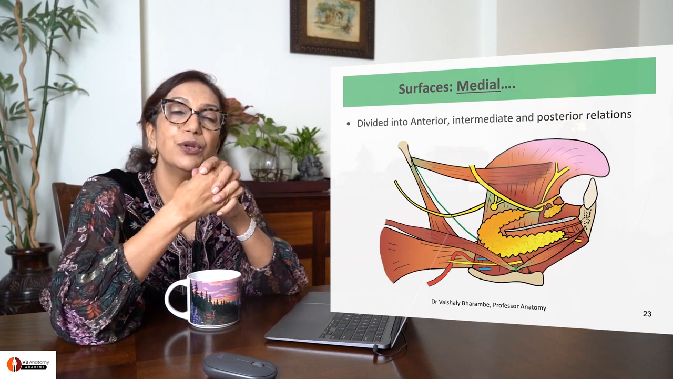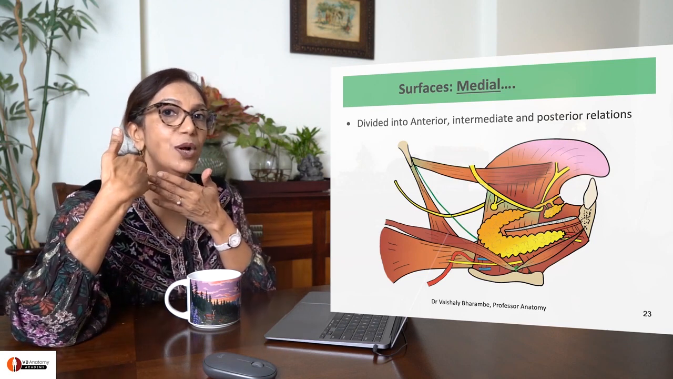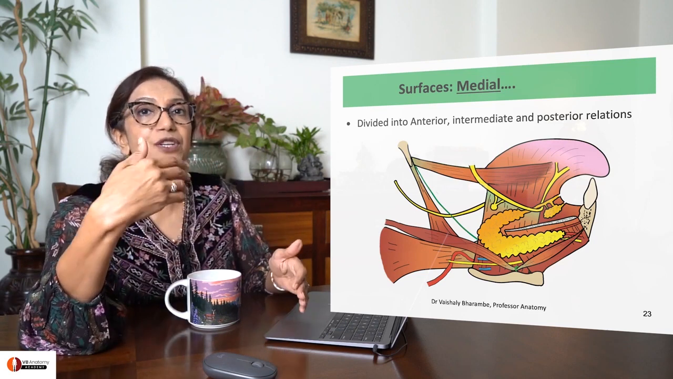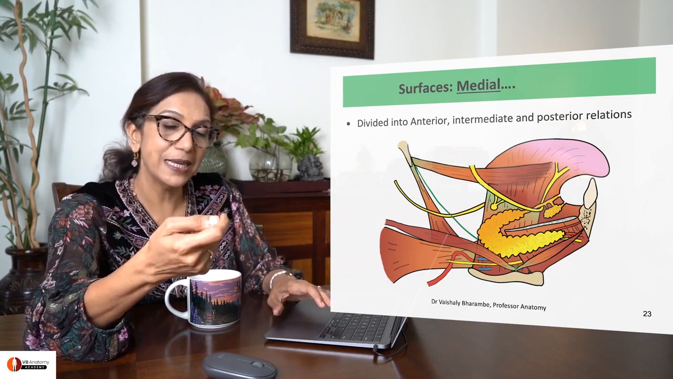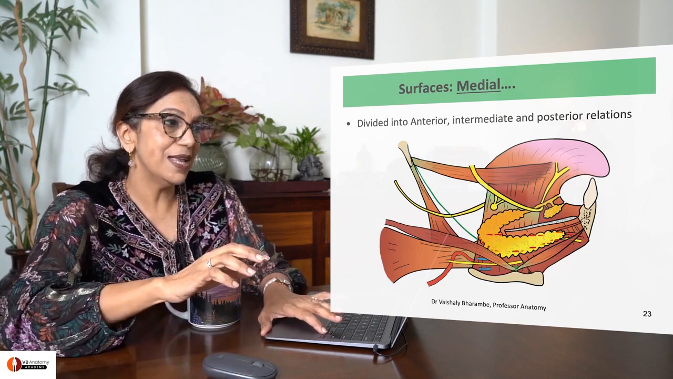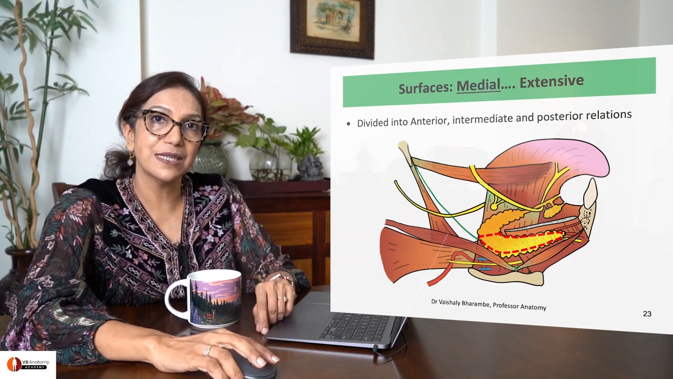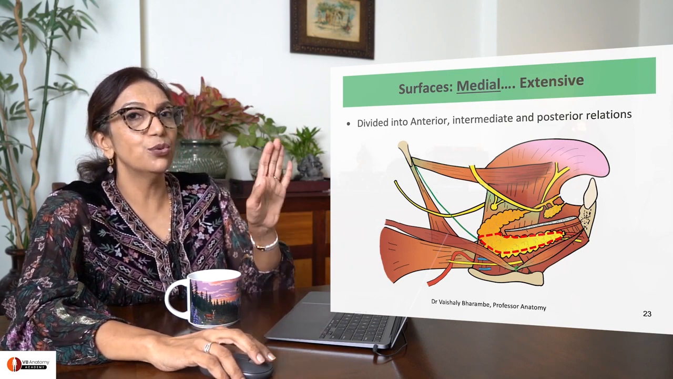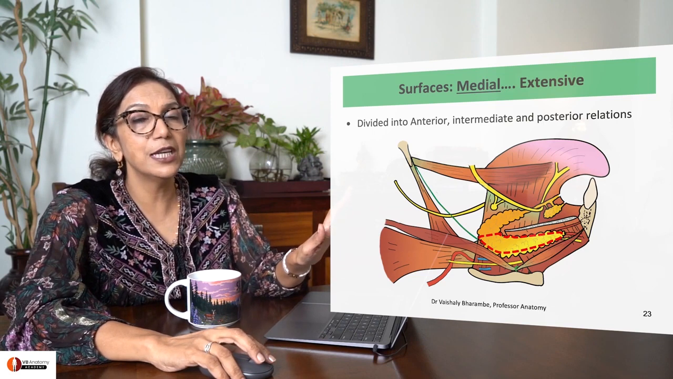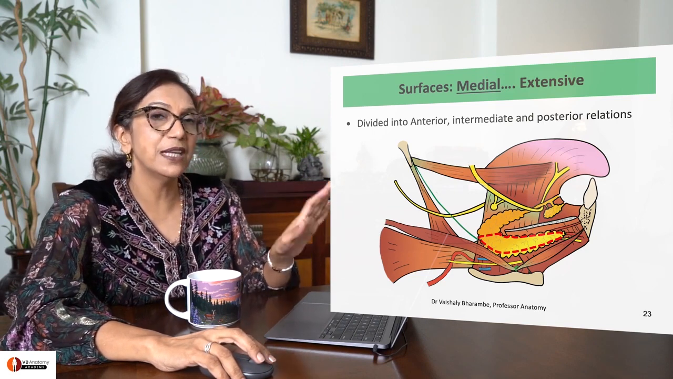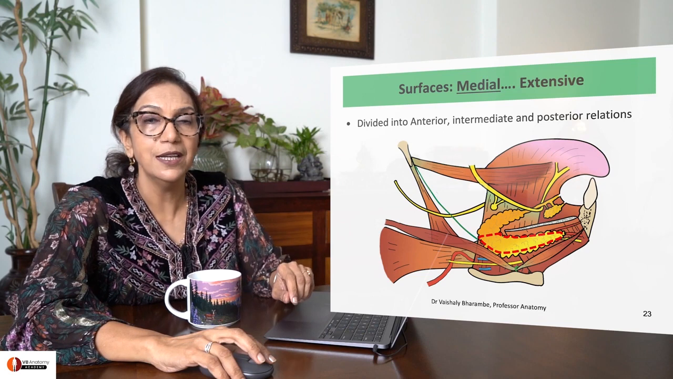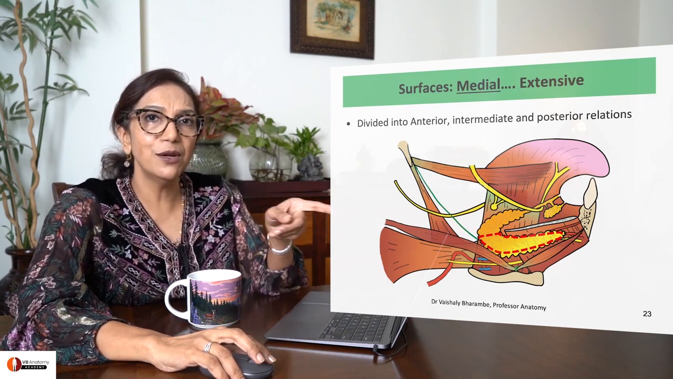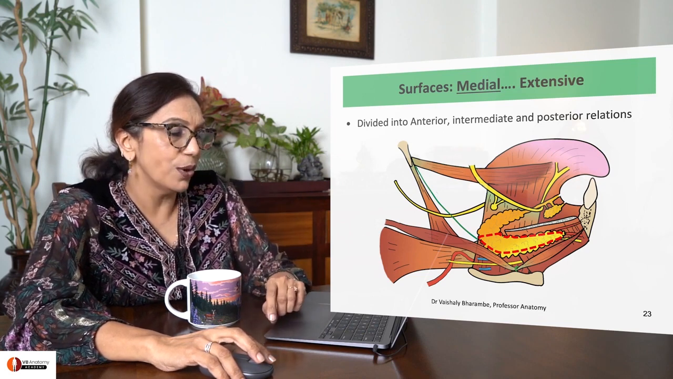With this, we come to the medial surface. That means what lies deep to my superficial part of my submandibular gland. So this is a very extensive surface. Okay. So what they've done is we've divided the surface into anterior medial relations, intermediate medial relations, and posterior medial relations. Again, better to see than for you to listen to me talking.